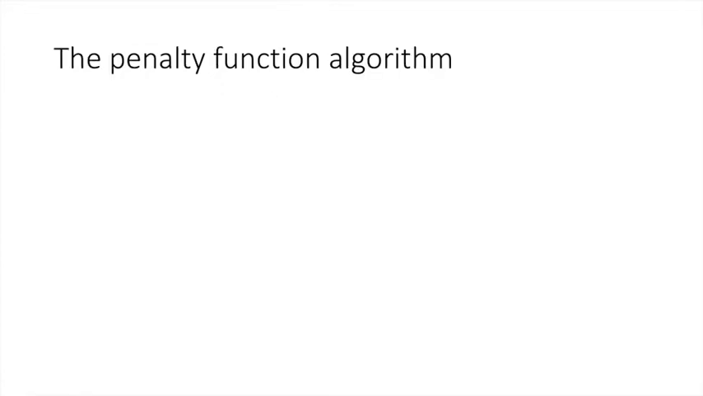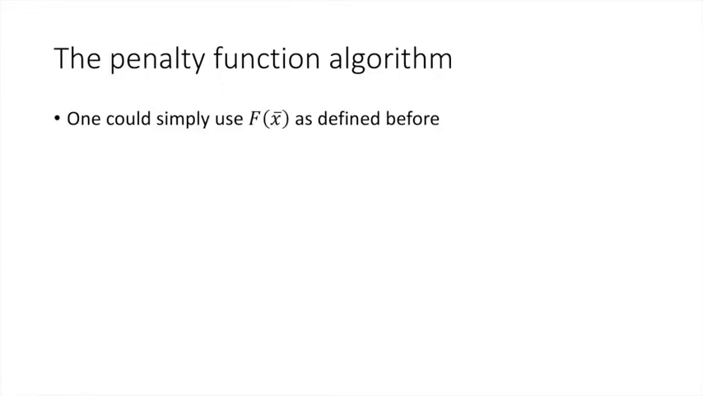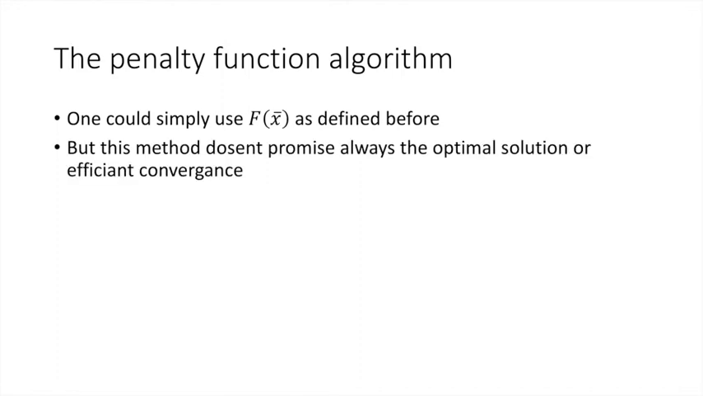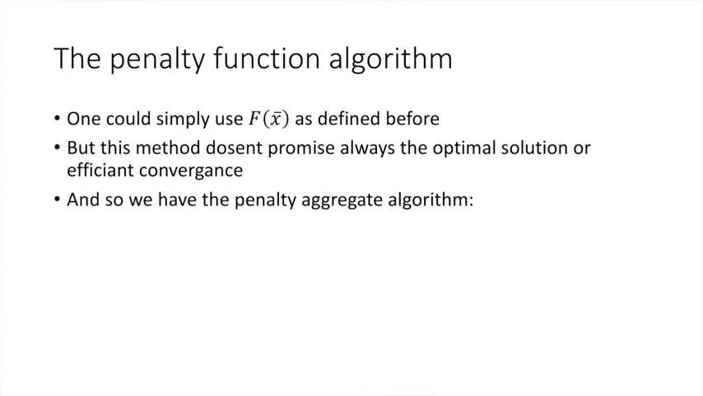The penalty function algorithm. So one could simply use big F of x as defined before, but this method does not always promise the optimal solution or efficient convergence, because we can have a point that is not in the feasible set, but the penalty is not big enough, so our minimum point would be in an infeasible location. So we have the penalty aggregate algorithm.